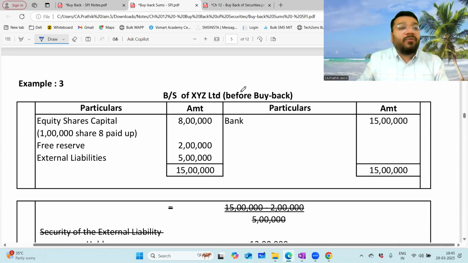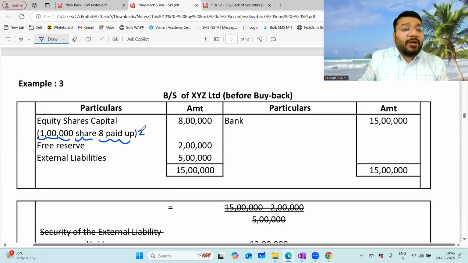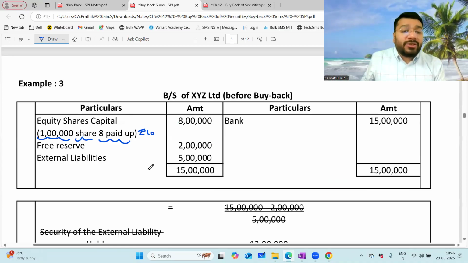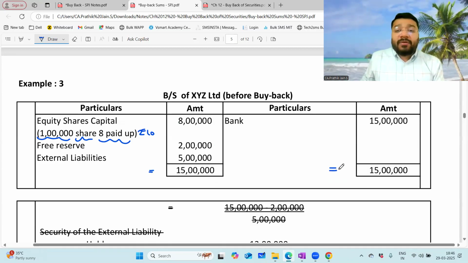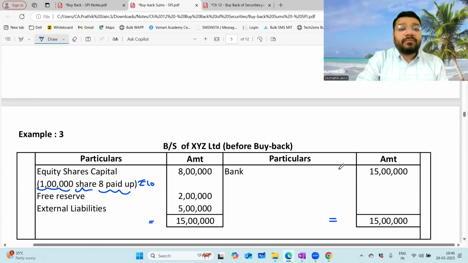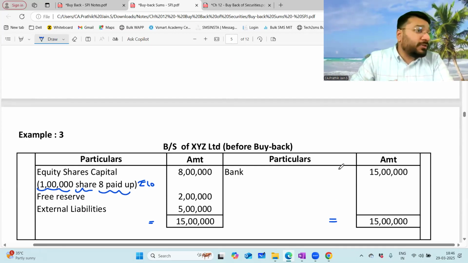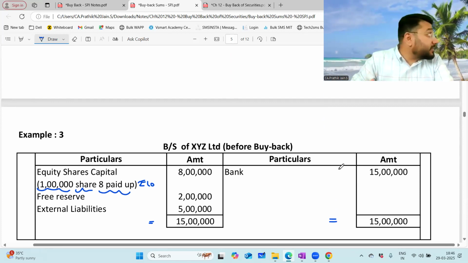Balance sheet of XYZ Limited before buyback. 1 lakh equity shares, 8 paid up out of 10 rupees face value. 10 rupees is the face value, in that 8 is paid up. So what is your equity share capital? 8 lakh. Free reserve how much? 2 lakh. External liability? 5 lakh. So total liability how much? 15 lakh. And in back how much do you have? 15 lakh. Now, please calculate and tell me what is the security of the external liability holders.